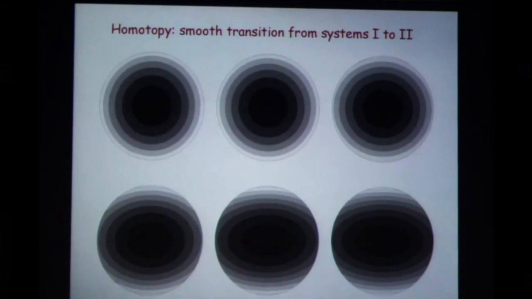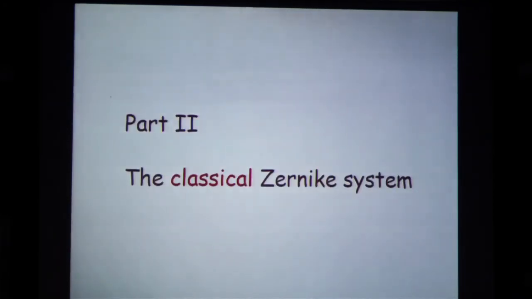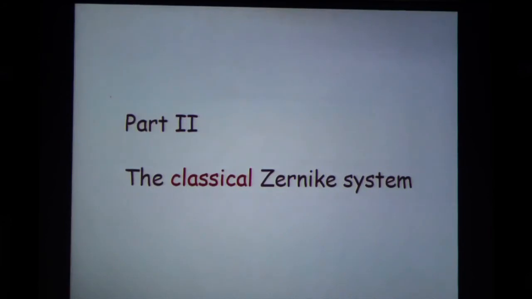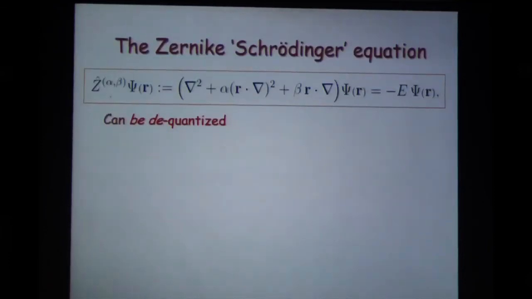Now, this is the quantum model. But there's also the classical Zernike system, because in this case, we're going from quantum to classical. Well, what do we have? We have the Zernike Schrödinger equation, which was this one. Here we have 2 extra parameters, alpha and beta. Yes, of course, it's 4th order here, 2nd order here, and linear here.